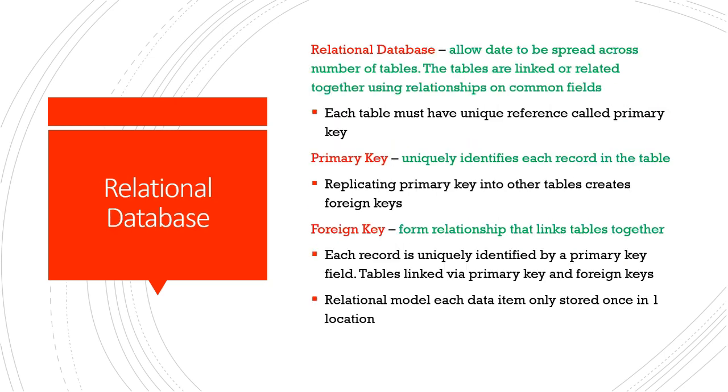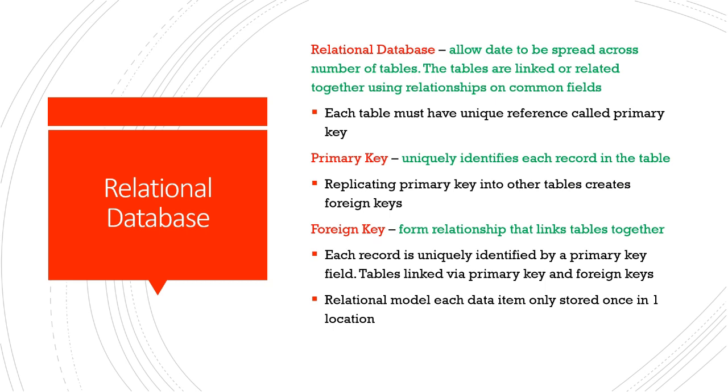But then you have a relational database, and this is much better to use because this allows the data to be spread across a number of tables. The tables will then be linked and related to each other using relationships on common fields. These are linked by primary keys. We'll get into that. Each table must have a unique reference called a primary key, where every single value in this field will be different in this table. Therefore, this is the primary key.